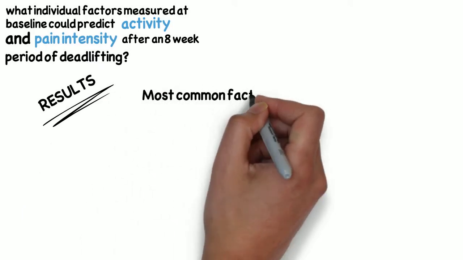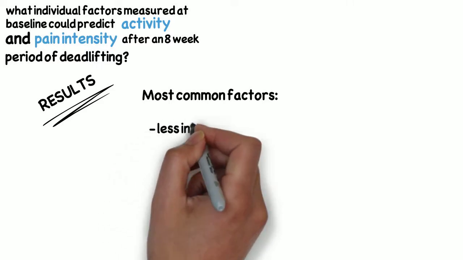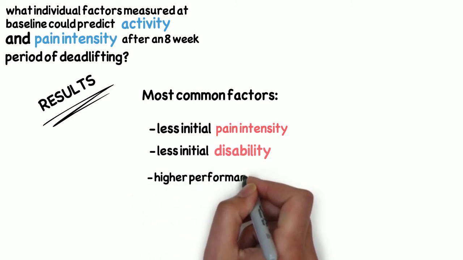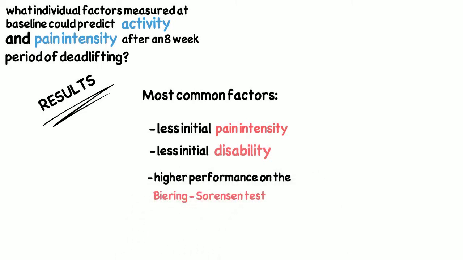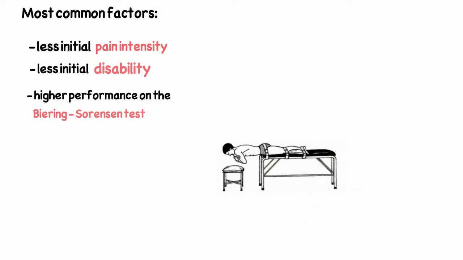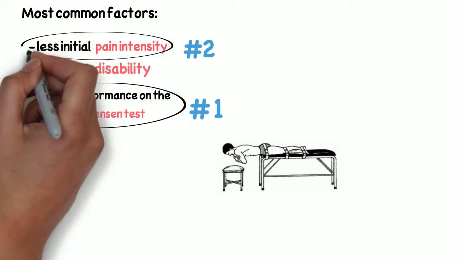Results are as follows. The most common factors that need to be taken into consideration to get the most out of deadlifts for back pain are less initial pain intensity, less initial disability, and higher performance on the Biering-Sorensen test, which tests the endurance of hip and back extensor muscles. The Sorensen test was the strongest predictor, while pain intensity was second. So if you're looking to use deadlifts for rehabilitation, make sure the person has sufficient back extensor strength and endurance and low pain intensity levels.